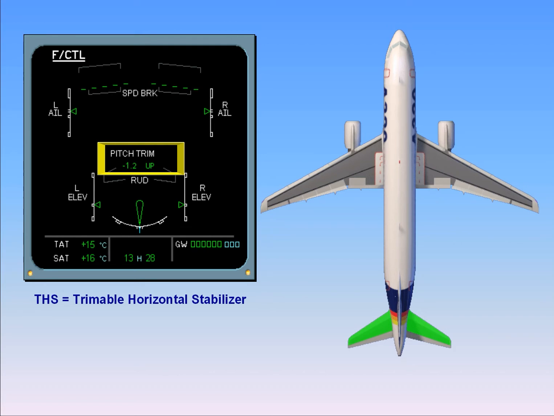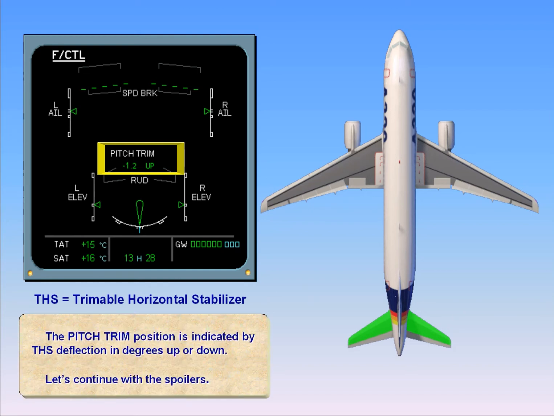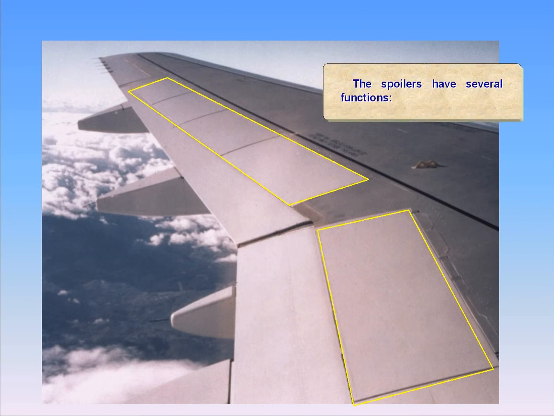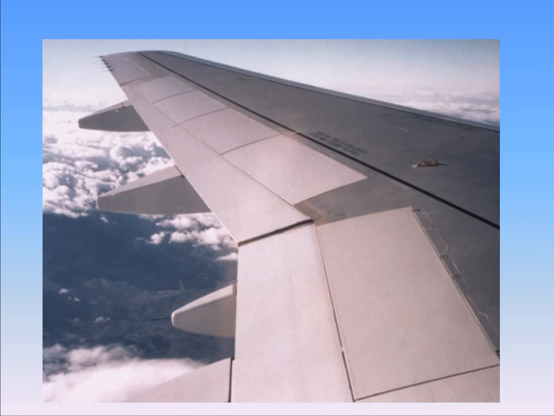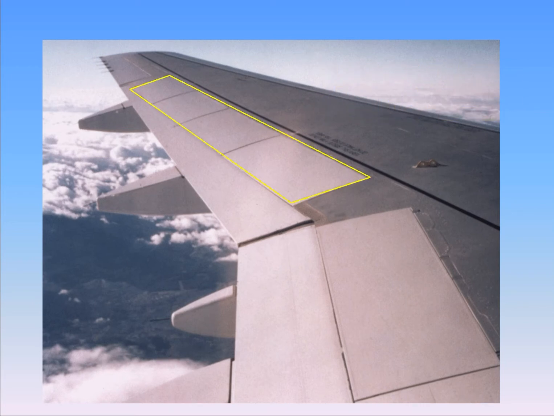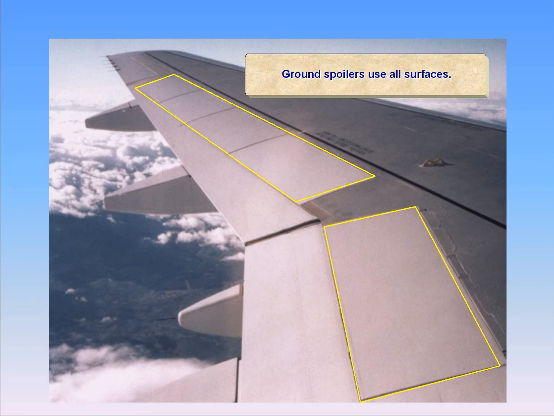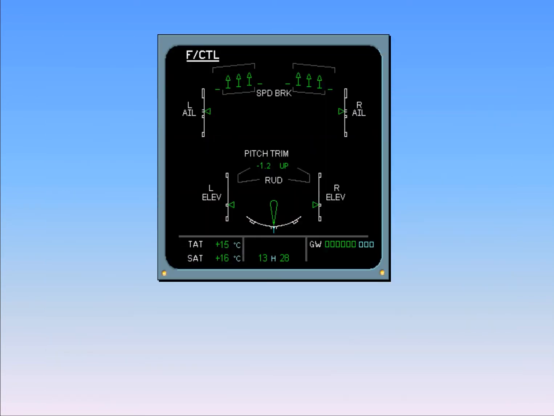Let's continue with the spoilers. The spoilers have several functions. Speed brakes use the three central surfaces. Roll control uses the four outer surfaces. Ground spoilers use all surfaces. On the ECAM flight control page, the spoiler extended position is indicated by small arrows. In this illustration, the speed brakes are extended.